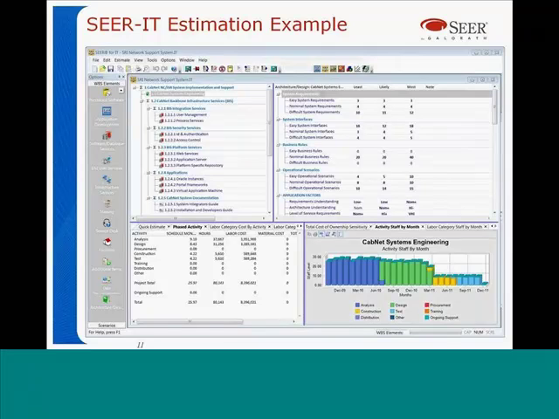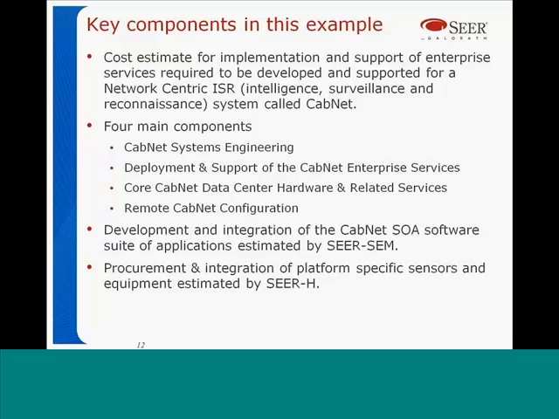Now, I have an example here. This is an example of a network-centric system that we put together. It's a notional example that has basically these pieces of the estimate in terms of that high-level engineering, putting together all the infrastructure services, as well as integrating some custom hardware in it. The key components in the example, we call this a Network Centric ISR, Intelligence, Surveillance, and Reconnaissance System. I called it CabNet, just a made-up name.